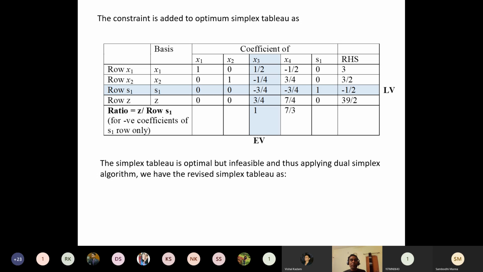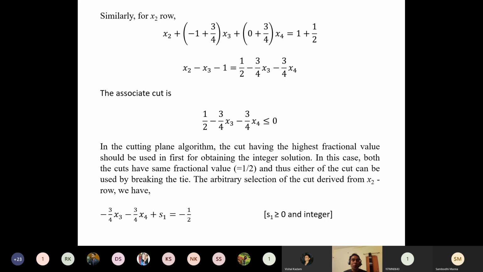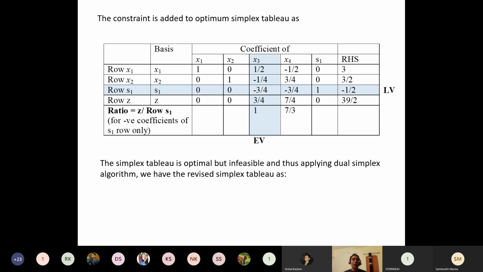If you compare with the final simplex table, this row was 1, 0, 1 by 2, minus 1 by 2, 3, and the next was 0, 1, minus 1 by 4, 3 by 4, equal to 3 by 2. And the Z row was 0, 0, 3 by 4, 7 by 4, and 39 by 2. Now we have to add the s1 row, that means this constraint, this plane, in the final simplex table, because every time you add a constraint, you don't need to solve afresh from the starting point. In the final simplex table, we are adding the cutting plane.